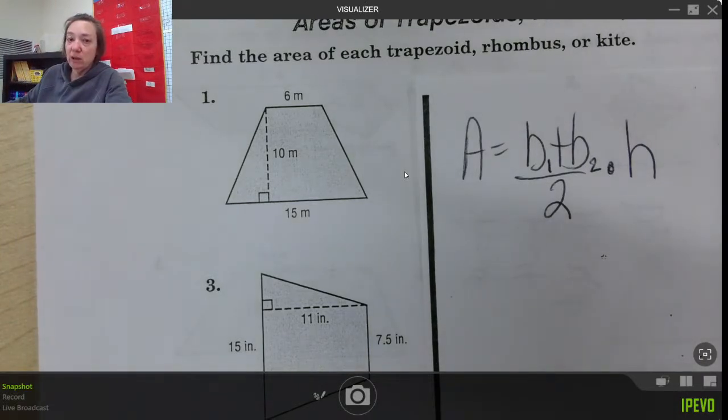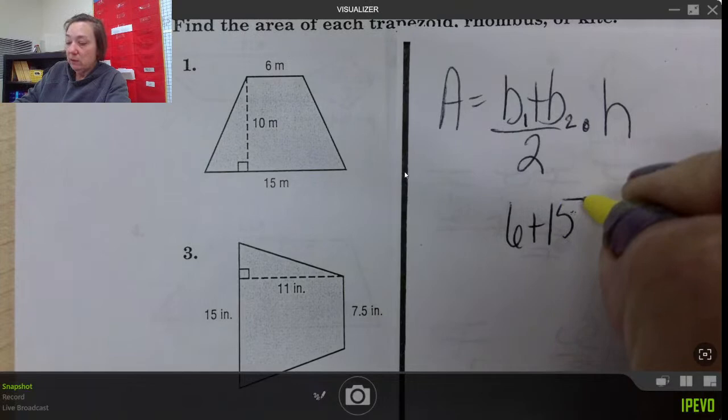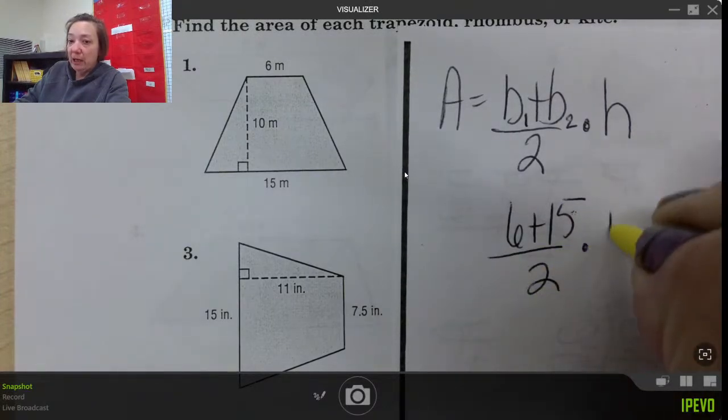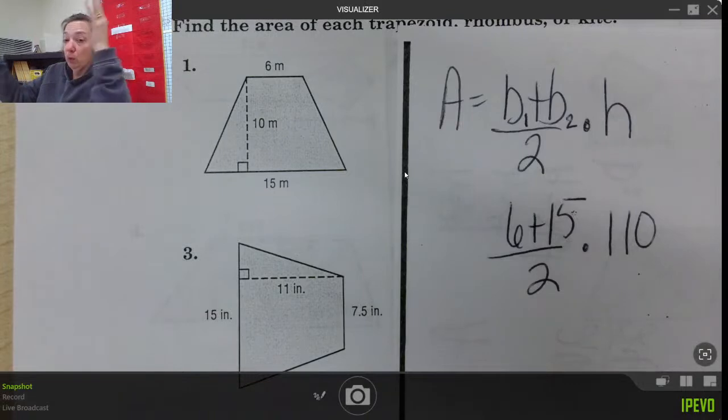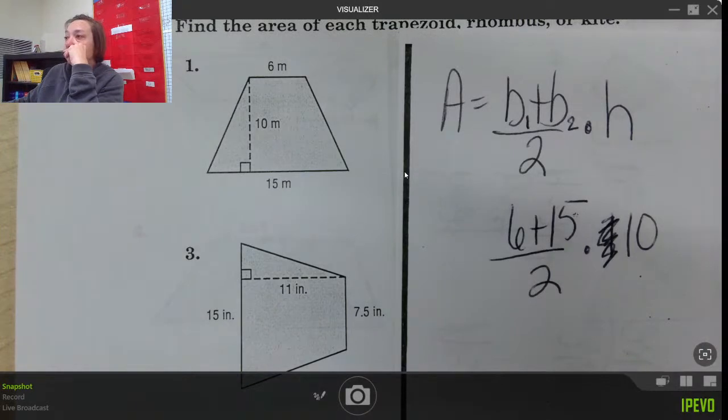So, in this instance, we've got 6 plus 15 divided by 2 times 10. That's our answer: 105 meters squared.